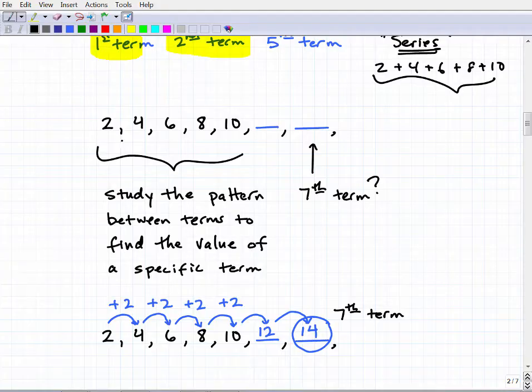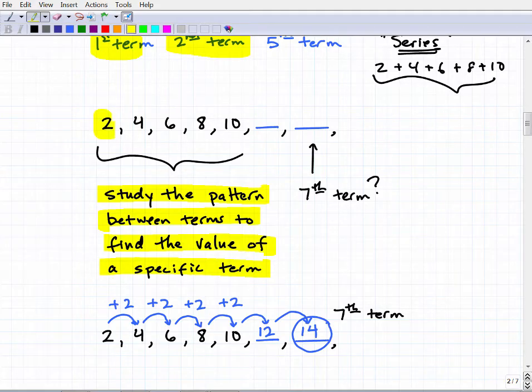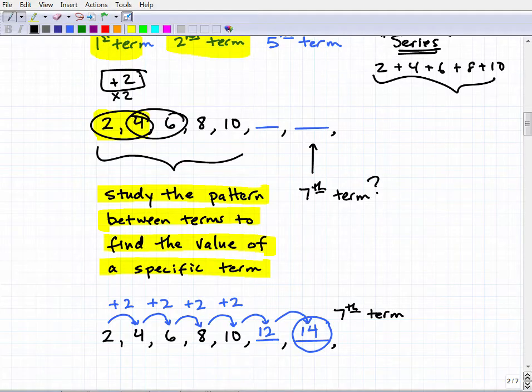When we have a sequence, we want to study the pattern between the terms to find the value of a specific term. So for example, here, I have to study what's going on between 2 and 4. How do we get from 2 to 4? Well, we can either multiply by 2 or add 2, right? But if it was multiplication by 2, you have to see if it works for the next pair of terms, 4 and 6. If I multiply 4 by 2, I get 8. So that's not working. So the rule here is I'm adding 2, right? Just keep adding 2, keep adding 2, keep adding 2.